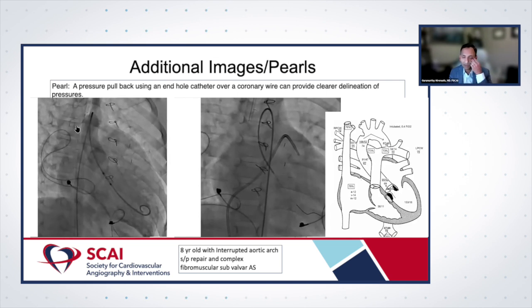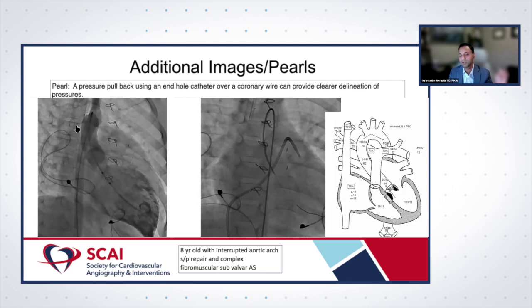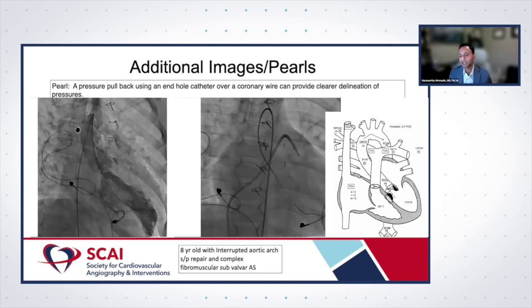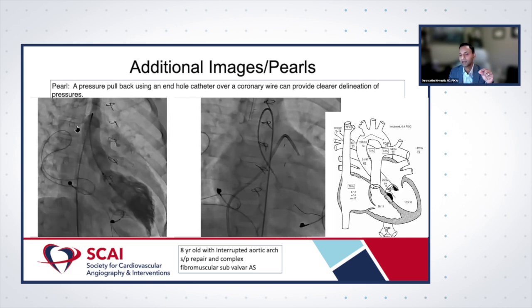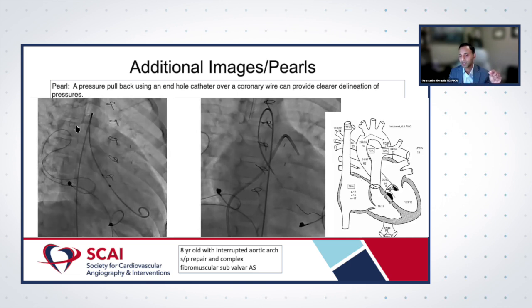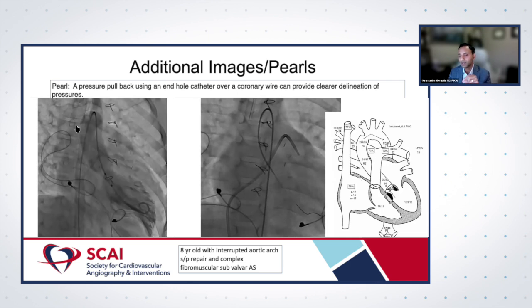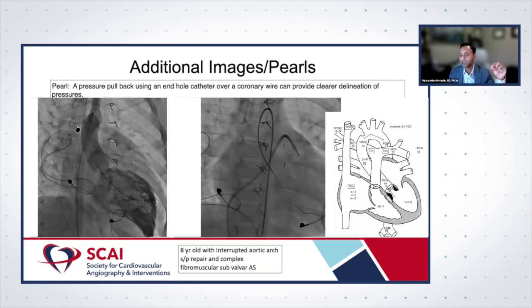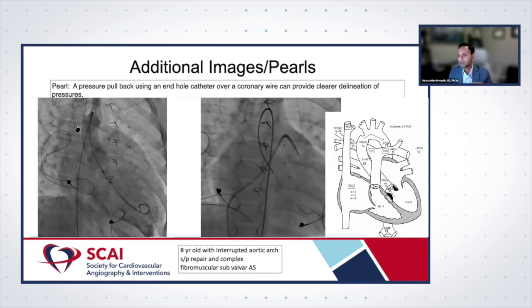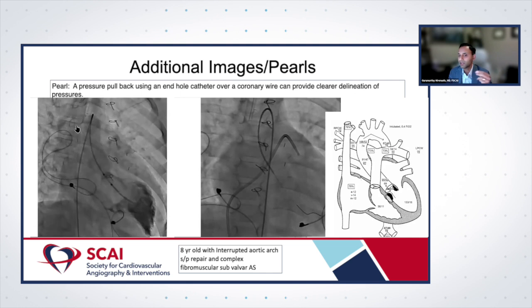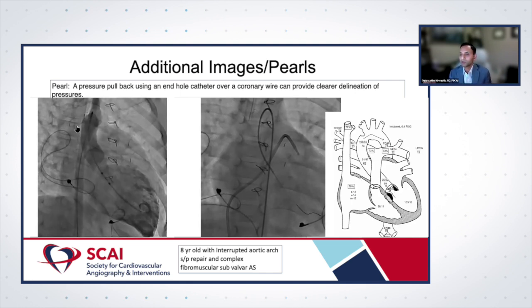And then what we generally do is, instead of using a multi-hole pigtail catheter, we prefer to use an end-hole catheter with a coronary wire. And as we carefully pull back, we measure pressures with the end-hole catheter and sometimes with the pressure wire. And we stop along the LVOT. And if we come above the aortic valve, then we advance the catheter again down to find that real sweet spot. And sometimes we take small angiograms during the time, as shown in the second angiogram to the right, to make sure we are below the valve.